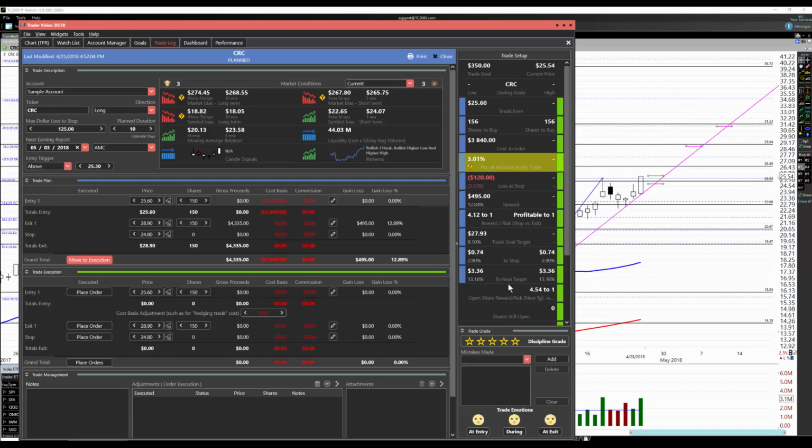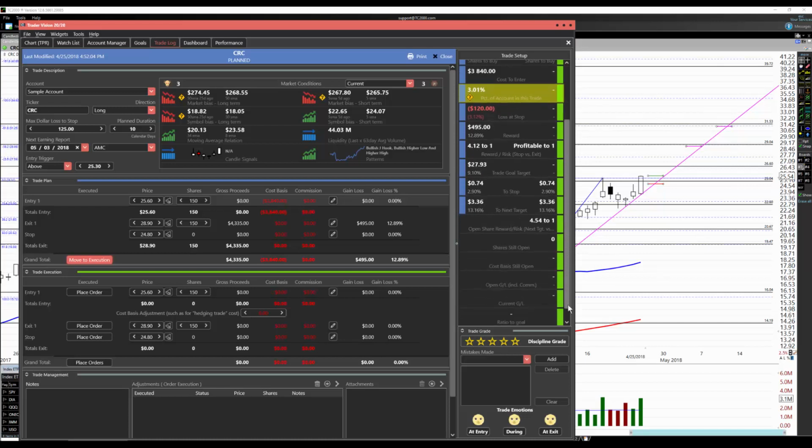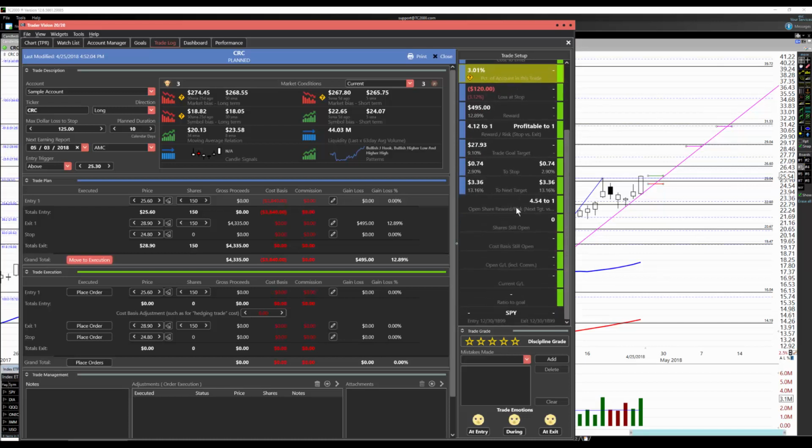Once you've entered the trade, then it will show you what your open reward to risk is, the number of shares you still have open, the cost basis you still have open, your open gain and loss, your current gain and loss, which is, let's say we had 2 exits. We had planned for 2 exits. We've taken one of them, so we would have an actual gain and loss for some portion of the trade, and the remaining open gain and loss would be shown there.